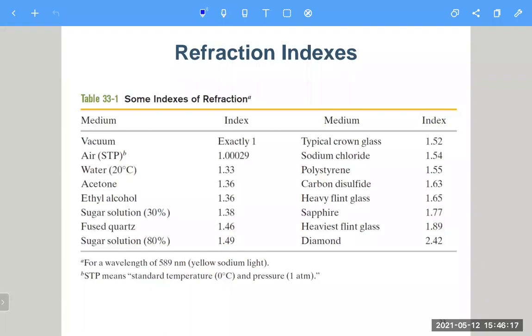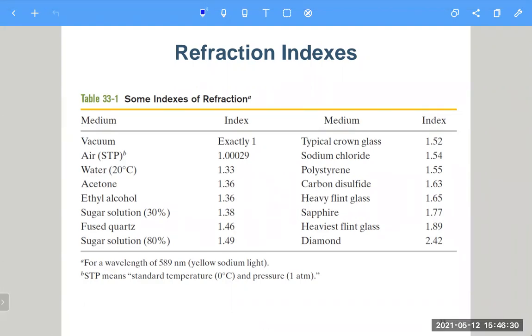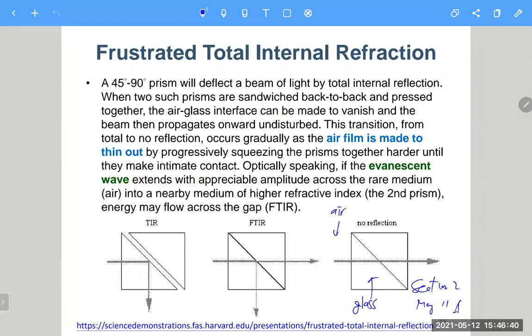Okay, we just have a few pages of slides to finish off this chapter. Actually, the microphone is not working, so I just tell you myself. Okay, so yesterday we stopped here, about the frustrated total internal refraction.